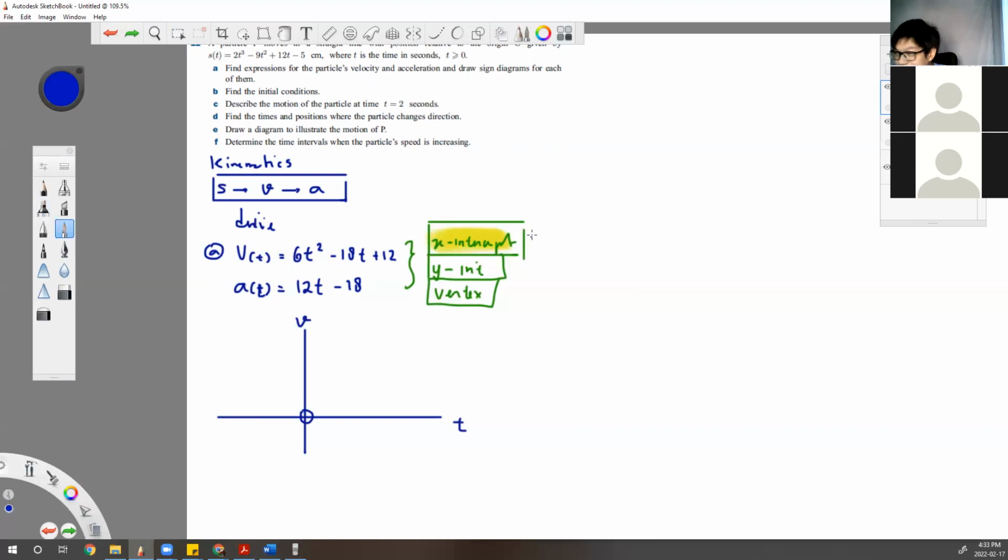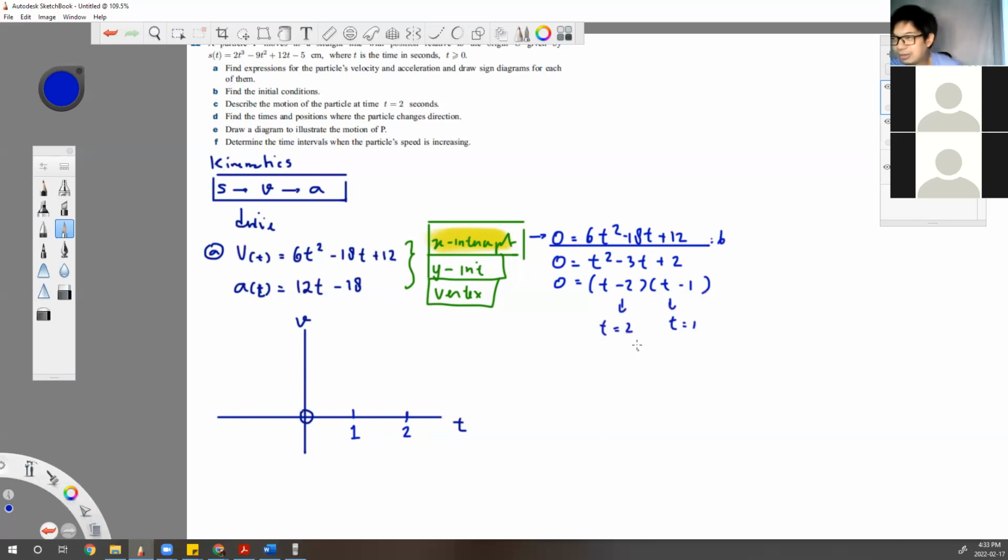To find the x-intercept, the y is supposed to be 0, right? So 0 equals 6t squared minus 18t plus 12. Oh, you can simplify. Okay, nice. Divide by 6 because 0 divided by anything is 0. t squared minus 3t plus 2. Okay, you can do the factorization. t minus 2, t minus 1, right? So this is the 0 maker. 1 and 2. So at time equals 1 and time equals 2, the velocity is 0.